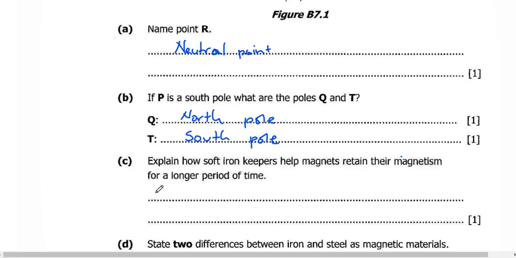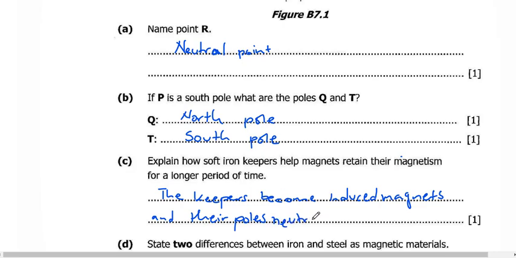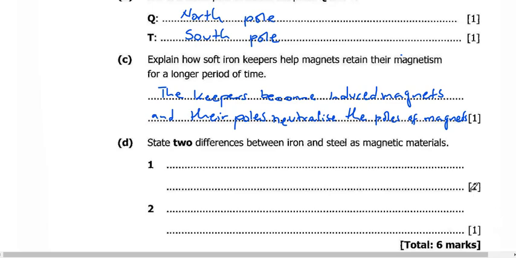So I said the keepers become induced magnets, and their poles neutralize the poles of the magnets. And that is how they help in retaining the magnetism property for a longer period.